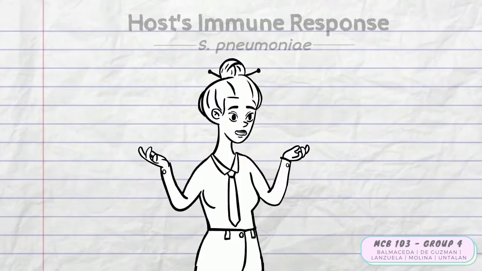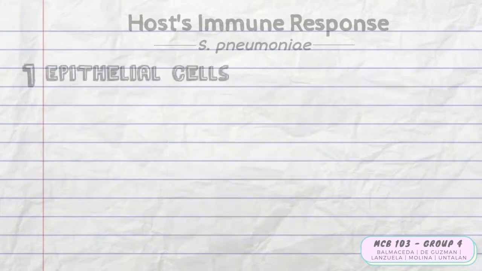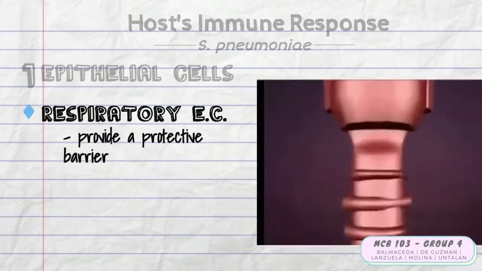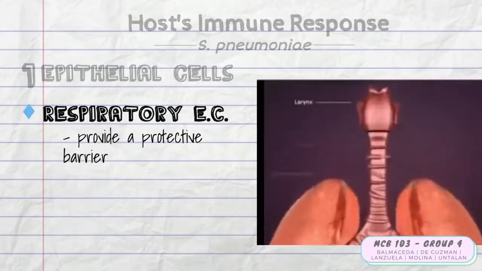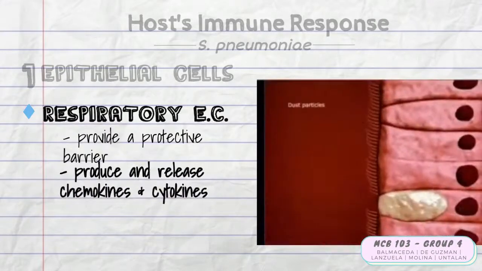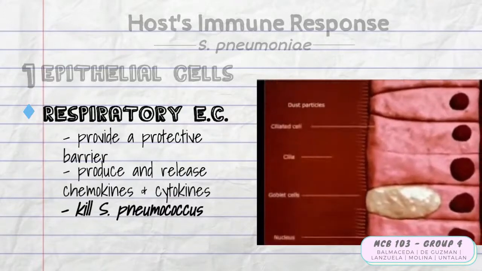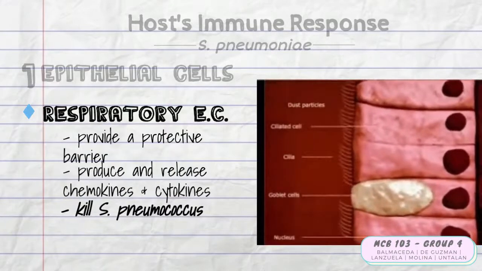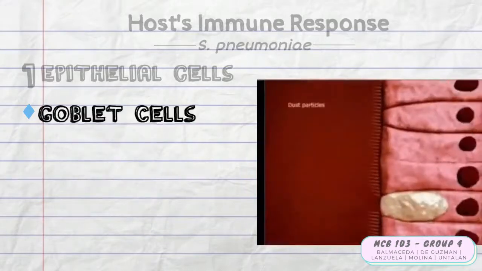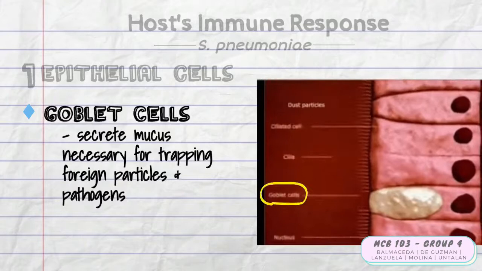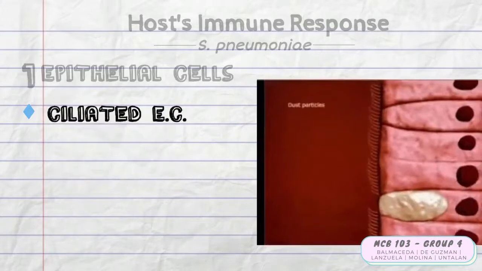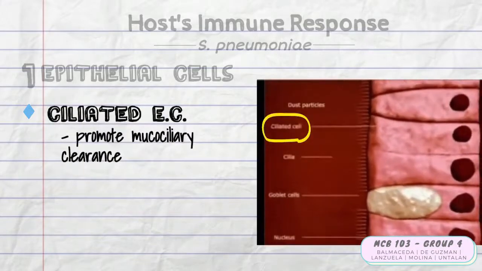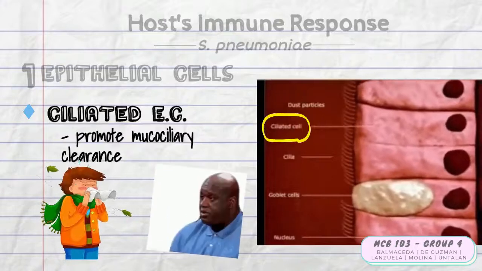Cell-related innate immune responses against pneumococcal infection include, first, the epithelial cells, which involve multiple types that provide a protective barrier as they line tissues and organs in the respiratory tract system, produce and release chemokines and cytokines to recruit other cells, and kill pneumococcus by secreting antimicrobial peptides. Specialized epithelial cells called goblet cells secrete mucus necessary for trapping foreign particles and pathogens, and ciliated epithelial cells promote mucociliary clearance, or expelling of pathogens with mucus by inducing sneezing or coughing.